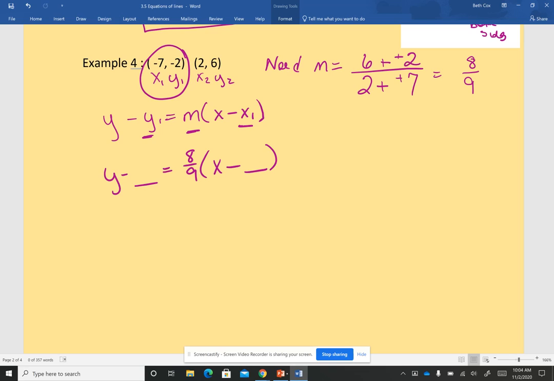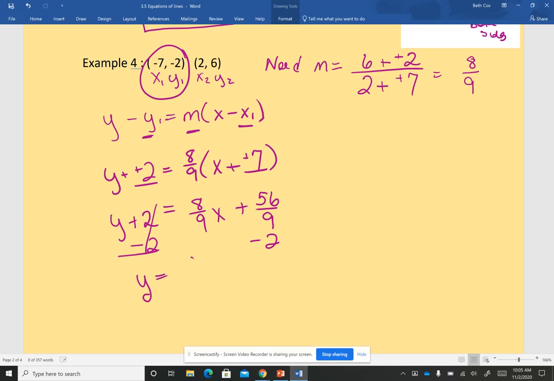So x minus a negative 7 and y minus a negative 2. Again, we've got double negatives there. I'm going to distribute my 8/9. Use your calculator as needed. Okay, and then I'm going to subtract 2 on both sides. Here's this right here. Now you can use your calculator if you want to. I don't have a calculator, so I'm going to have to do it by hand.